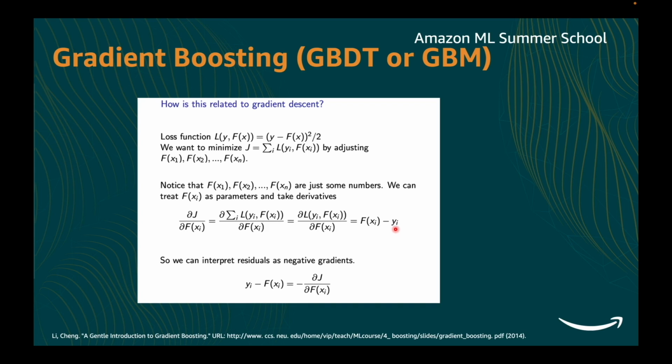And this is a very interesting property, because this means that as you're adding more models, you're actually doing a sort of gradient descent in the space of the predicted values f of x1, right? And so you can use each of these residuals as being a negative gradient.